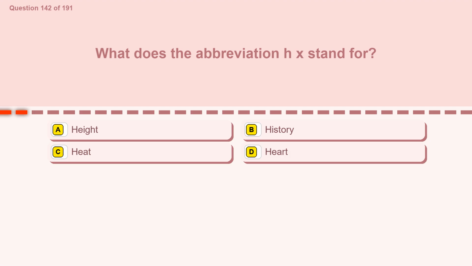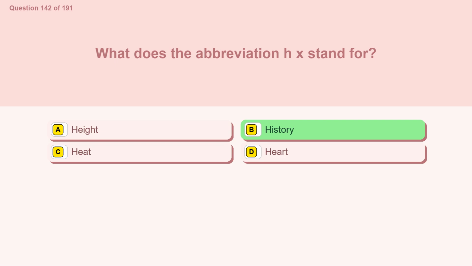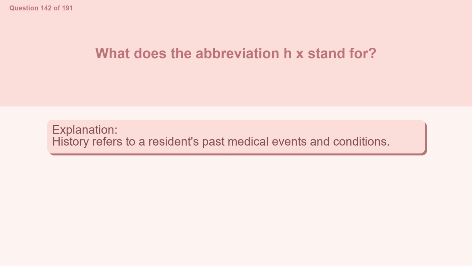Question 142. What does the abbreviation HX stand for? Option A, height. Option B, history. Option C, heat. Option D, heart. The correct answer is option B, history. History refers to a resident's past medical events and conditions.